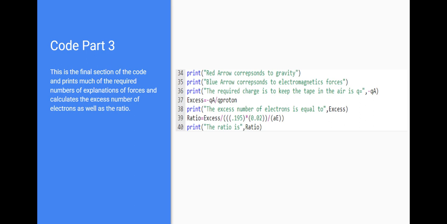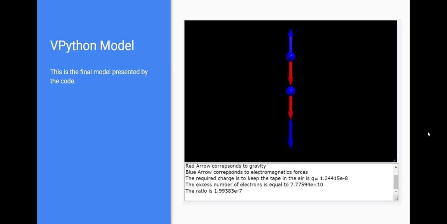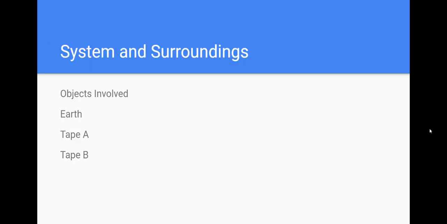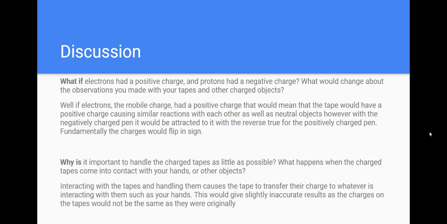Over here, we have established the key for the red and blue arrow, that essential Q value, as well as calculating the excess, printing the excess, calculating the ratio, and printing that respective ratio. Here we have the VPython model with up top the arrows, blue arrows representing that electrical force, red arrows representing gravity, and then down below we have all of the necessary information that has been printed. Then the systems involved are the Earth, tape A and tape B, and now we have the discussion.